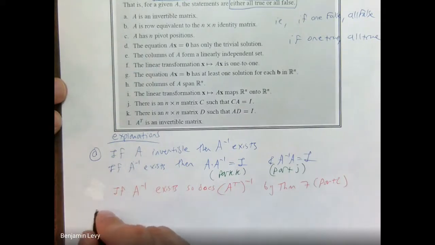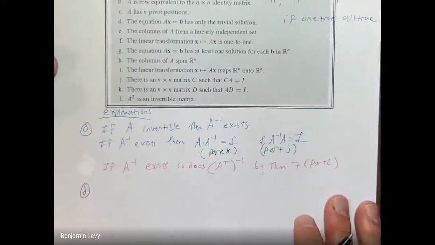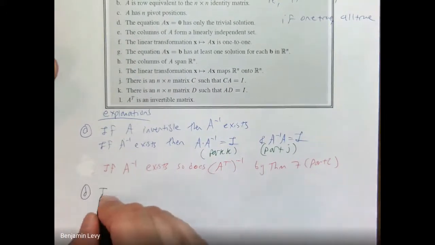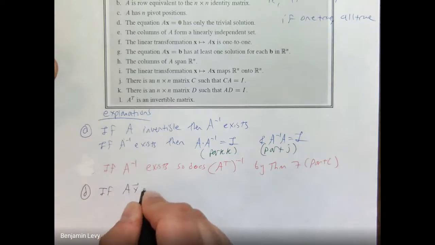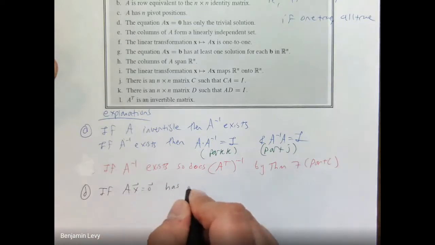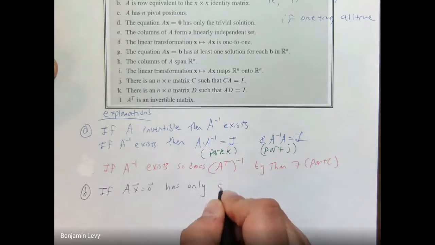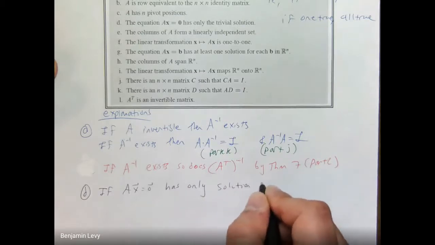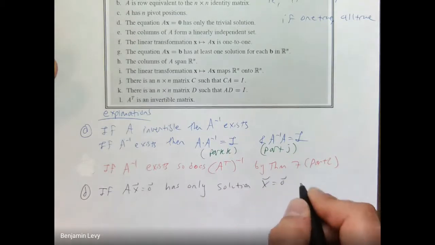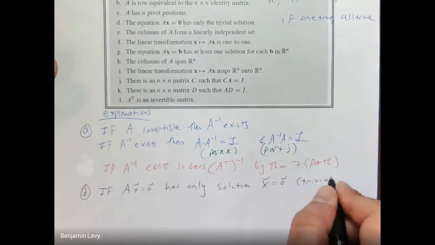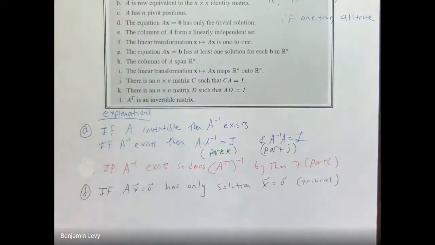So part D says that AX equals 0 has only the trivial solution, X equals 0. That leads to a whole bunch of things. For one thing, that's how we figure out if things are linearly independent. If you look back at the linear independence section, we looked for linear dependence by seeing whether or not AX equals 0 had a non-trivial solution.